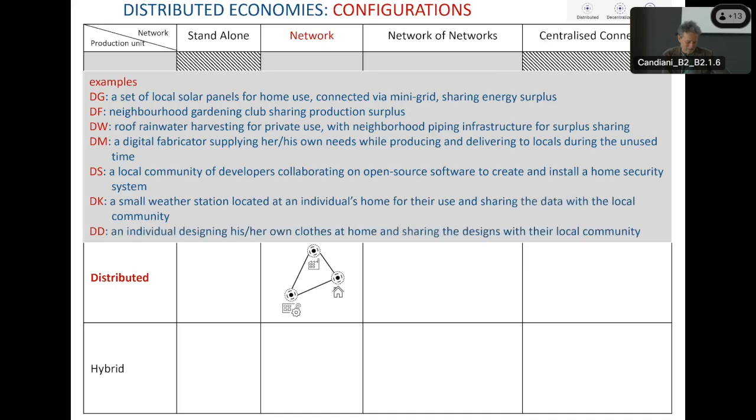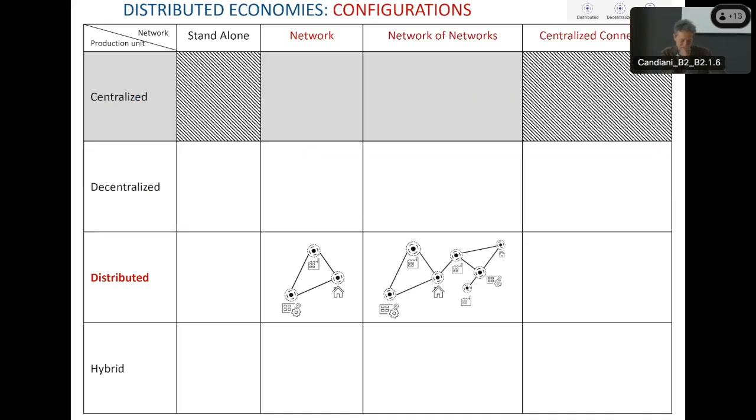You can look at the example. Then, as we have seen for the decentralized, we may have a network of distributed. So we have a network, and this network could be connected with another network, and so on. And again, this network could be connected with the centralized system, who is producing energy or food or whatever is being produced.